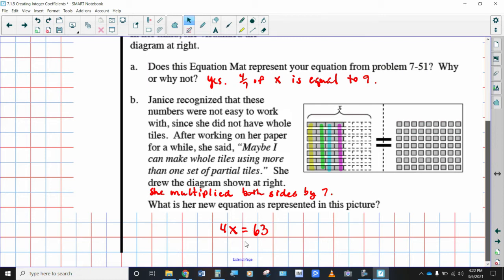Which one looks easier? Solving 4 sevenths of x is equal to 9, or solving 4x is equal to 63? I think this one appears easier because all you have to do is divide each side by 4 and you will get your answer.